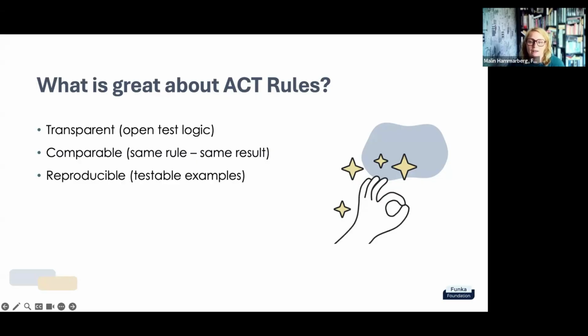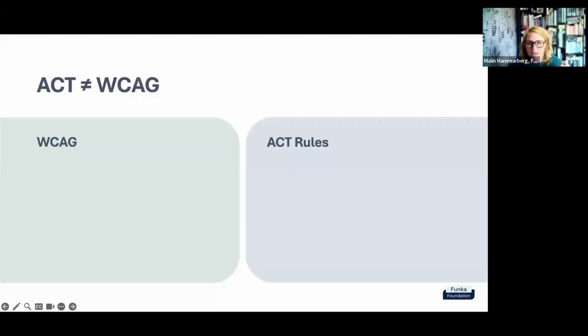Thirdly, they are reproducible, so each rule includes examples that show how it should behave. And finally, they are flexible. They can be used for automated checks, manual checks, or a combination of them. But it's important to remember that ACT rules are not the same as WCAG. While WCAG defines the requirement, the ACT rules explain how to test that requirement in a consistent way.